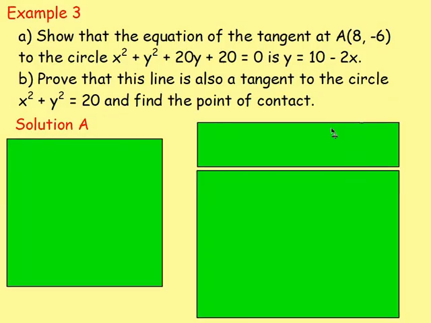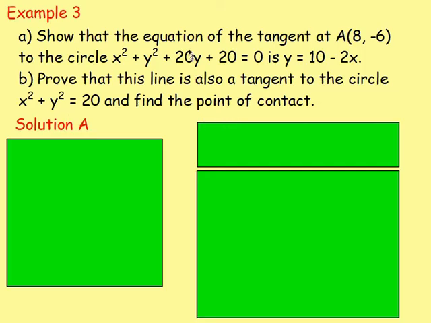Let's move on. Example number 3. Show that the equation of the tangent at A, which is 8, negative 6, to the circle x squared plus y squared plus 20y plus 20 equals 0 is y equals 10 take away 2x. And then part B, prove that this line is also a tangent to this circle x squared plus y squared is 20 and find the point of contact.